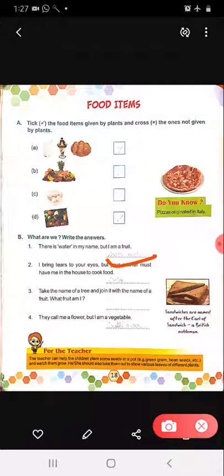Now the next, I bring tears in your eyes, but your mother must have me in the house to cook food. It means ki main aapke aankhon mein aansoo laata hoon, lekin iske bawajood bhi aapki mummy mujhe khana banane ke liye kitchen mein use karti hain. So what is this? This is onion.